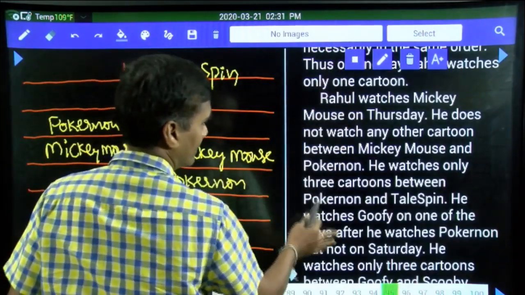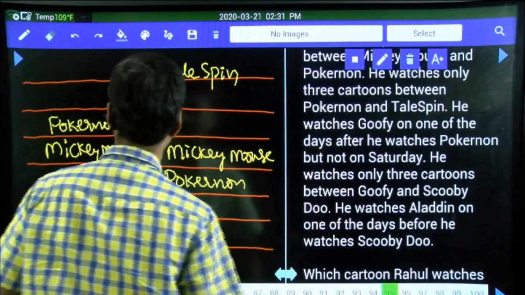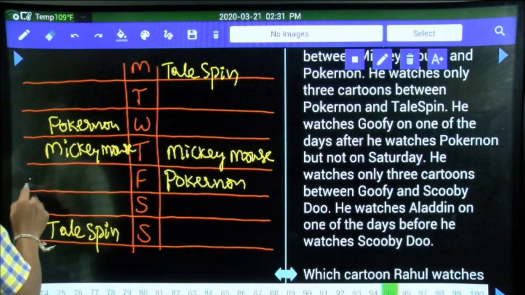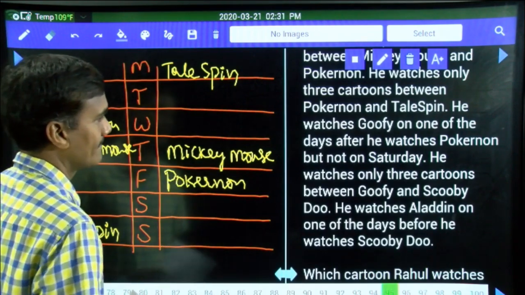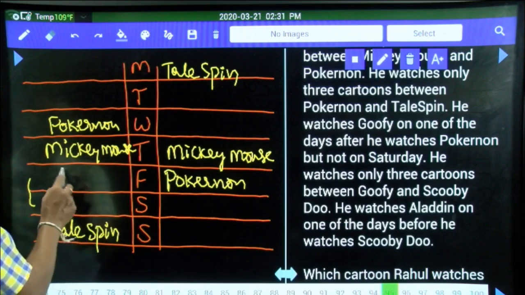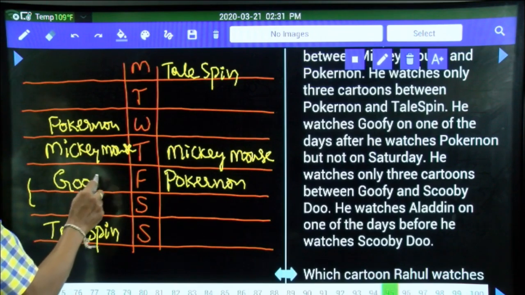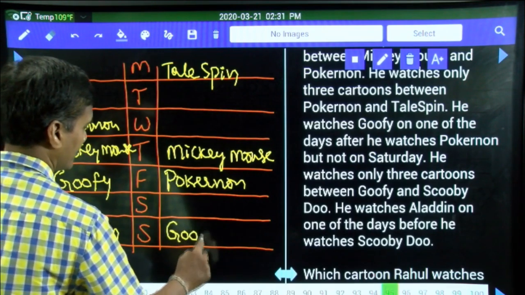And he watches Goofy on one of the days after Pokernon. Goofy can be on Friday or Saturday. No, Saturday or Sunday, but not on Saturday. But not on Saturday means Saturday cannot be here. Goofy must be on Friday in the first case. But not on Saturday, so Goofy must be on Sunday.